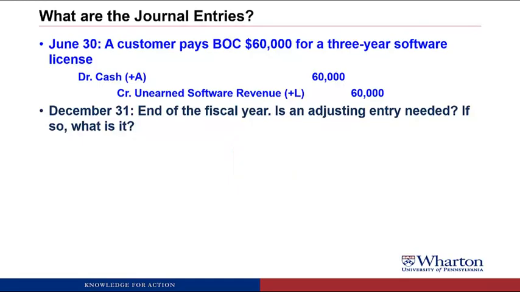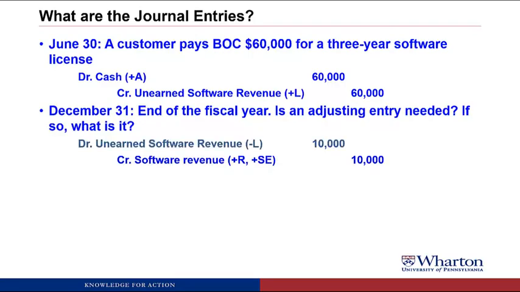We do need an adjusting entry because 6 months of that 3 years has gone by. And as time goes by, we get to recognize revenue for the amount of time that's passed. So we're going to credit software revenue for $10,000 to recognize 6 months worth of revenue. This in turn has to reduce the liability. We reduce the liability with a debit unearned software revenue for $10,000. So after this transaction, the balance in unearned software revenue would be $50,000, which is our obligation to deliver software over the next 2.5 years.